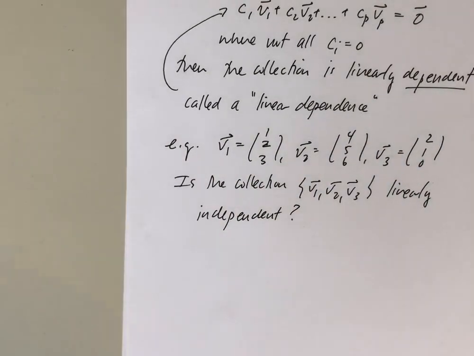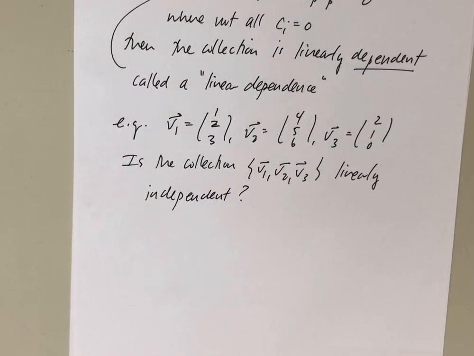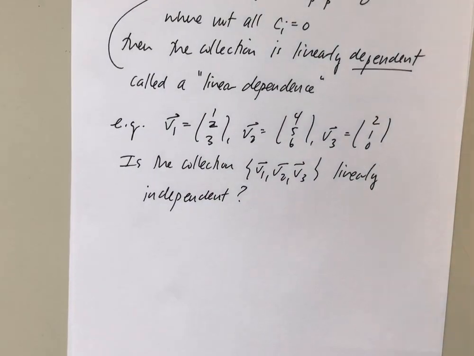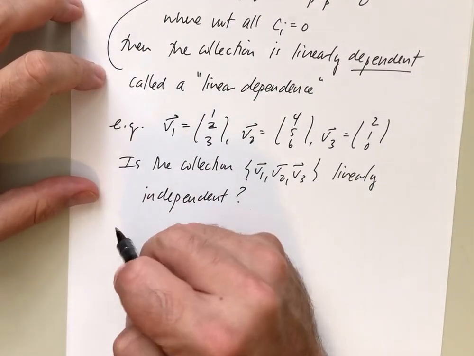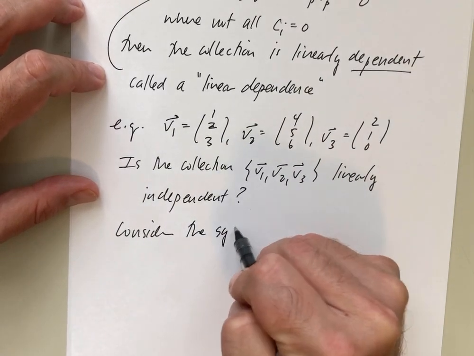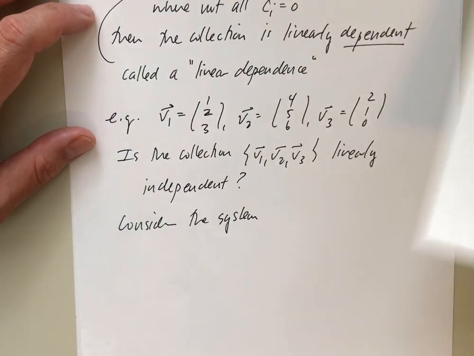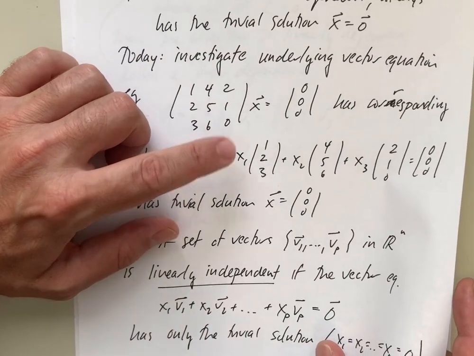So how do you solve this? Well, we're going to look at the underlying vector equation, which we can immediately translate to a system. So to answer this, we're going to consider the system. Again, we're really looking at a vector equation, so this should look familiar. This is the same vector equation that I introduced things with.